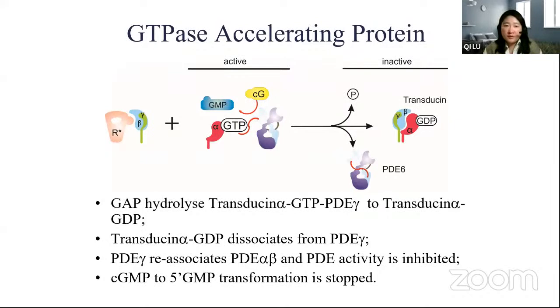And the GTPase accelerating protein is also involved in this step. The GAP hydrolyzes transducin alpha subunit to transducin alpha GDP, so that the alpha subunit changes from GTP to GDP. And after binding GDP, the alpha subunit will again bind back to the beta and gamma subunit, and it will dissociate from the PDE6, and the gamma subunit of the PDE6 will come back to bind to the alpha and the beta subunit, and then return back to an inactivated state.